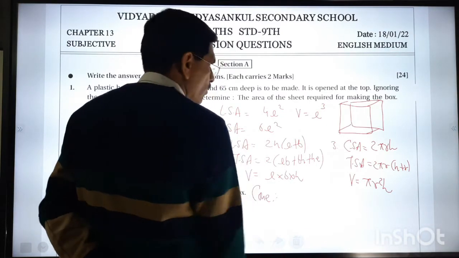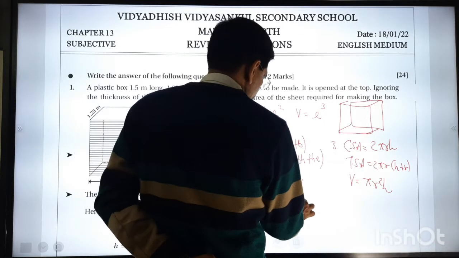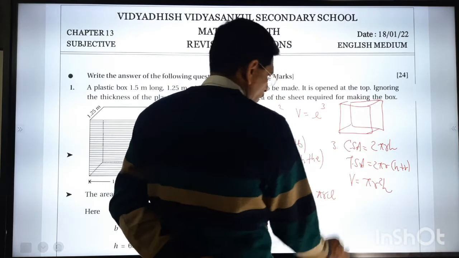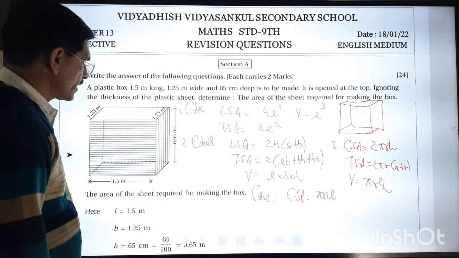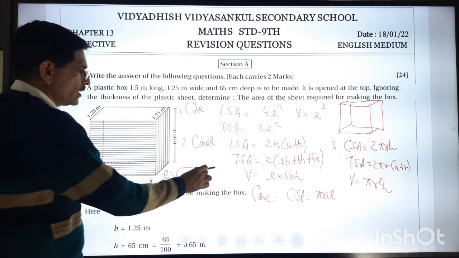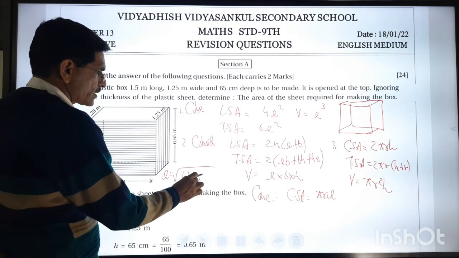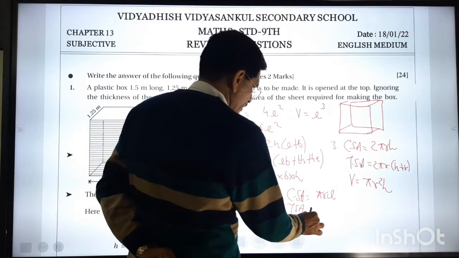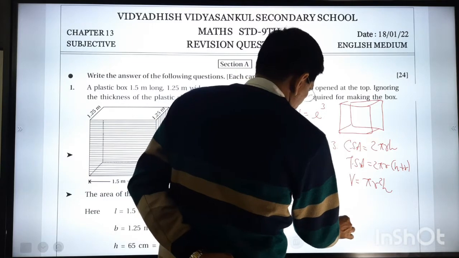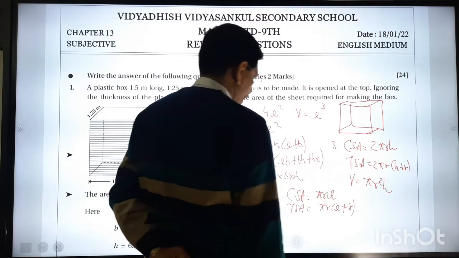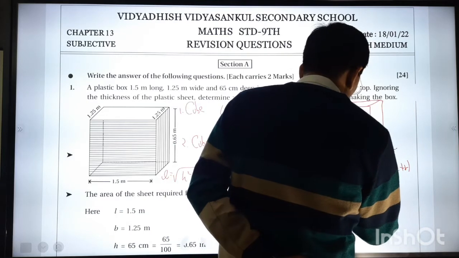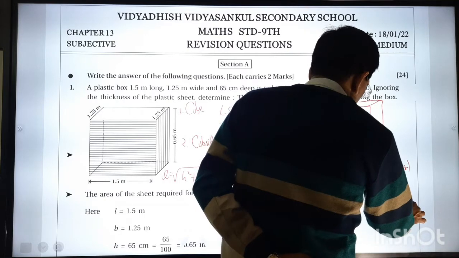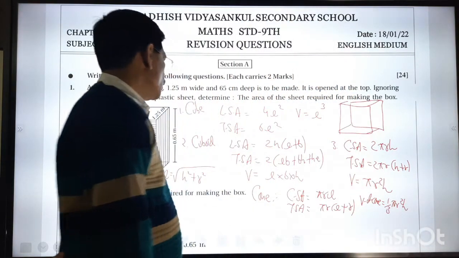Afterward we can discuss the cone. In cone, again CSA is pi RL. You know what is L? L means slant height. Slant height L is equal to under root H square plus R square. And TSA of cone is pi R in bracket L plus R. And volume of cone is equal to 1 by 3 pi R square H.